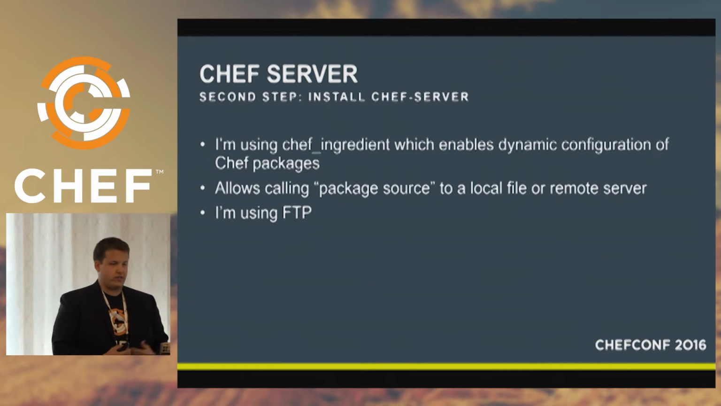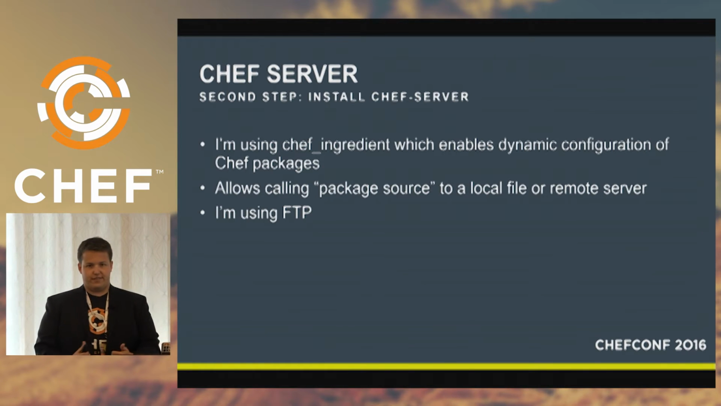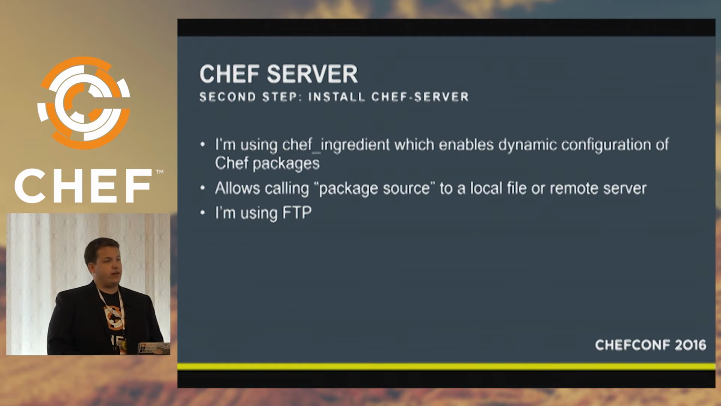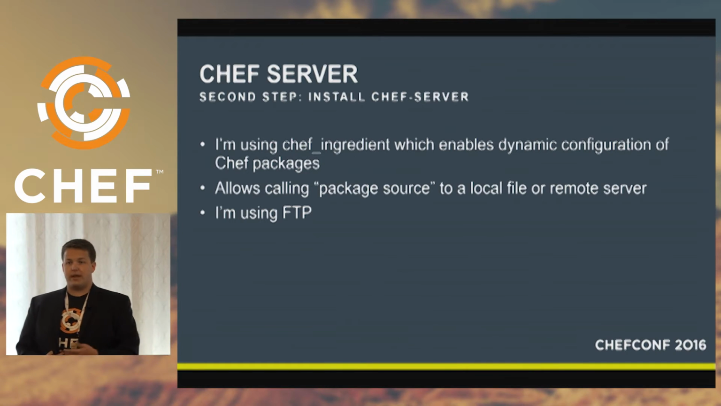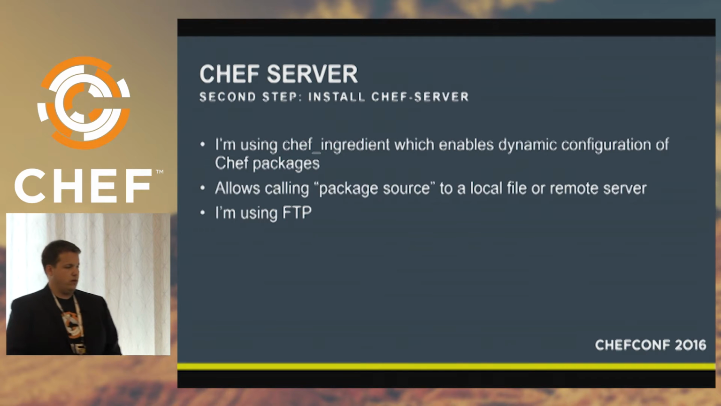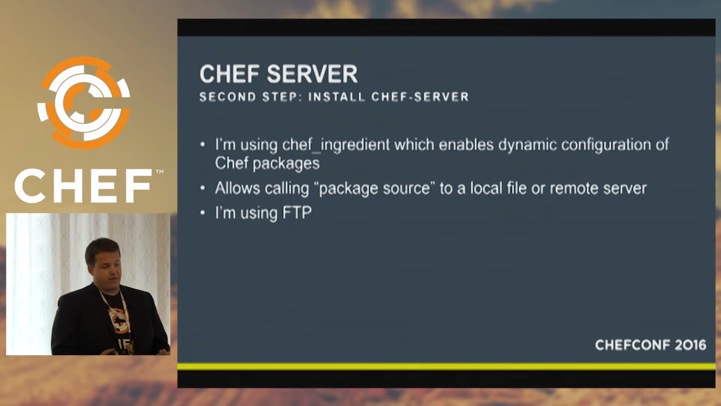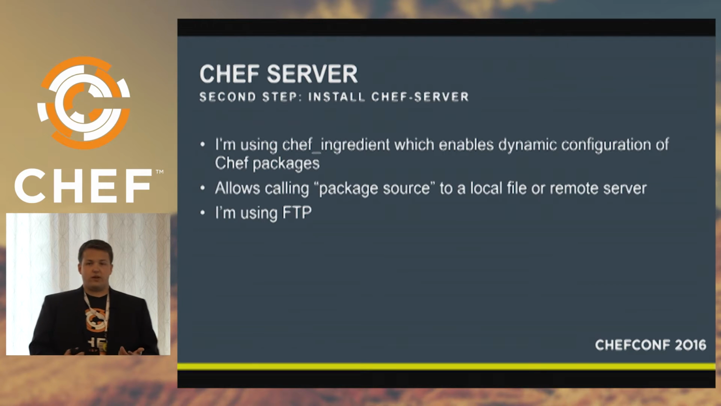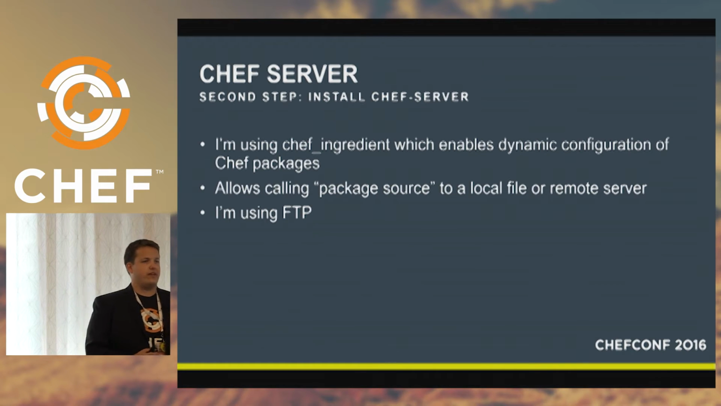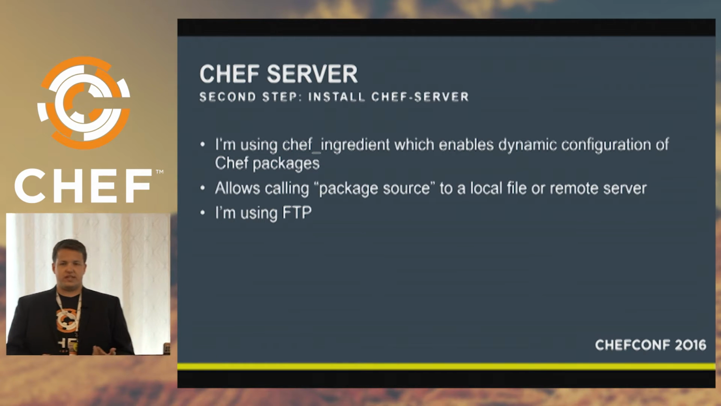So, all right, now I know how to get Chef Client on there. That's great. Now I'm actually going to install Chef Server. I'm using Chef Ingredient, which is a cookbook we have to help you manage Chef servers in an idempotent or test and repair loop fashion. Chef Ingredient enables the dynamic configuration of the packages. It also allows me to call package source, which is really nice and easy. So it allows me to specify directly where I want to get the files from. And so I'm using FTP in this case.